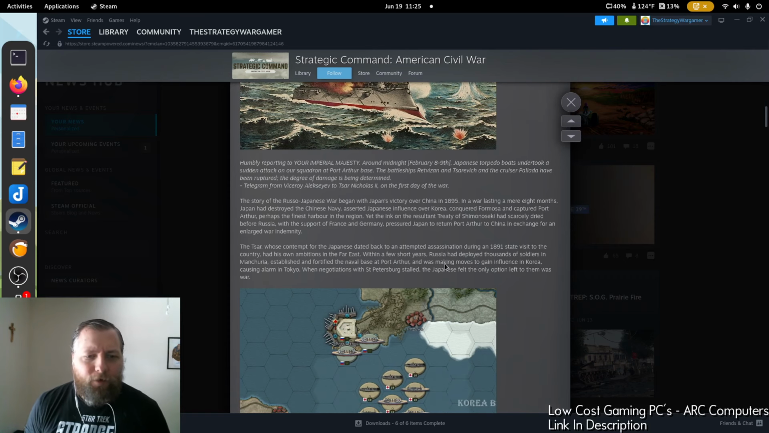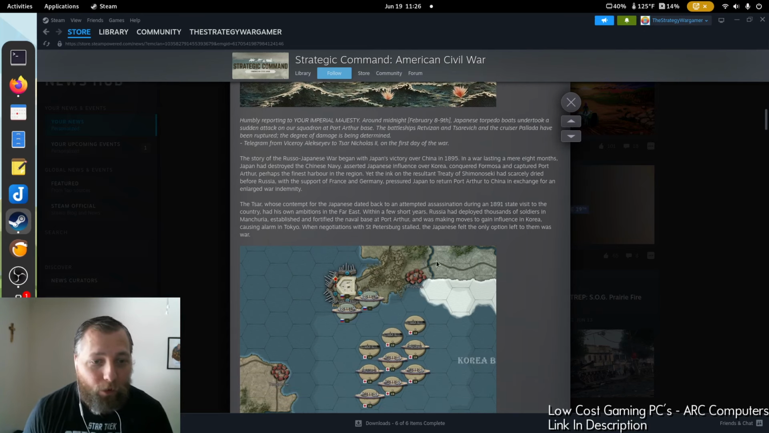The story of the Russo-Japanese War began with Japan's victory over China in 1895. In a war lasting a mere 8 months, Japan had destroyed the Chinese Navy, asserted Japanese influence over Korea, conquered Formosa, and captured Port Arthur, perhaps the finest harbor in the region. Yet the ink on the resultant treaty of, I'm not going to be able to pronounce that, Shimonoseki? Maybe I was close, had scarcely dried before Russia, with the support of France and Germany, pressured Japan to return Port Arthur to China in exchange for enlarged war indemnity.